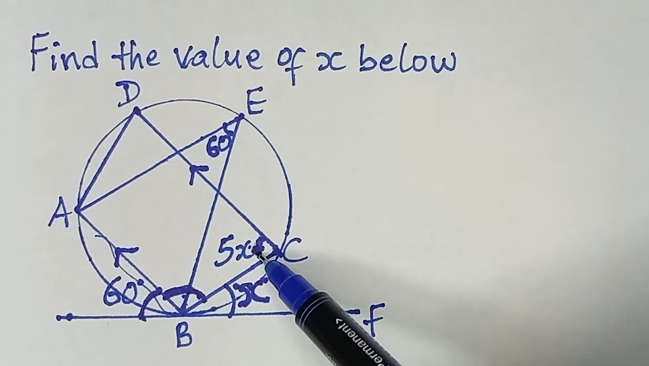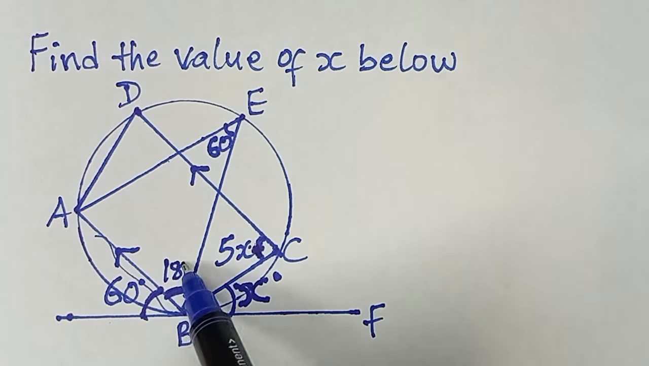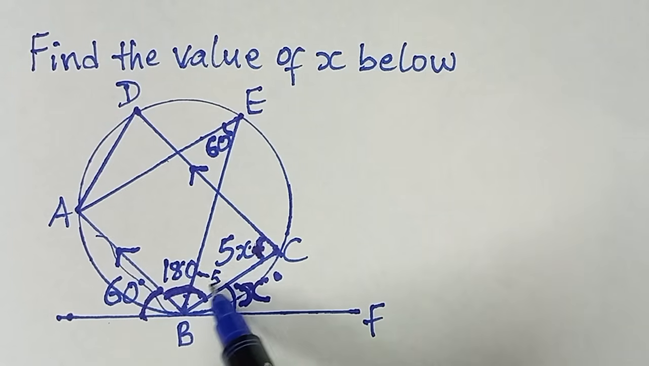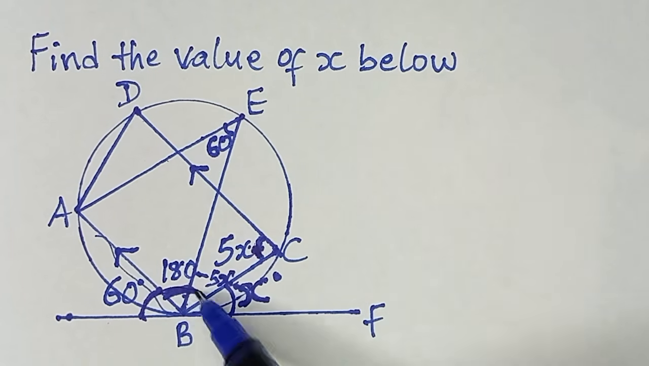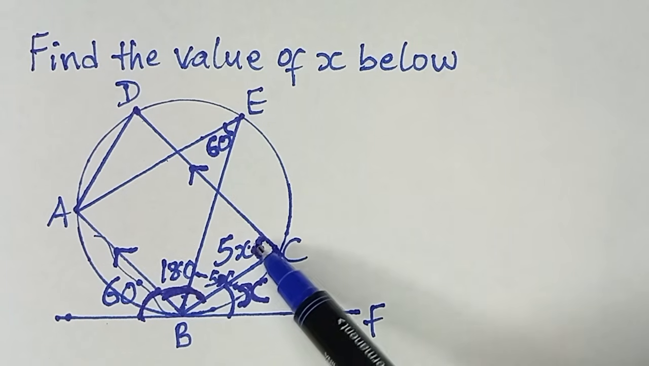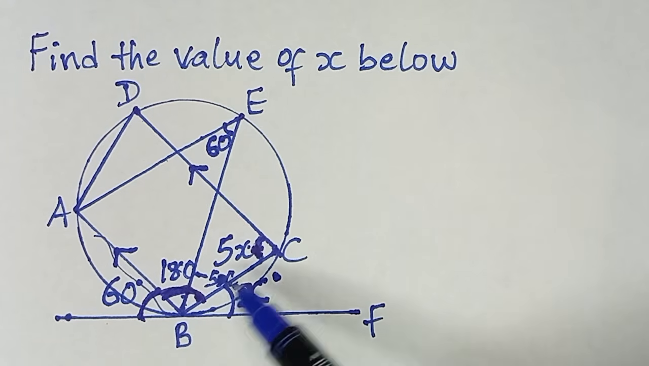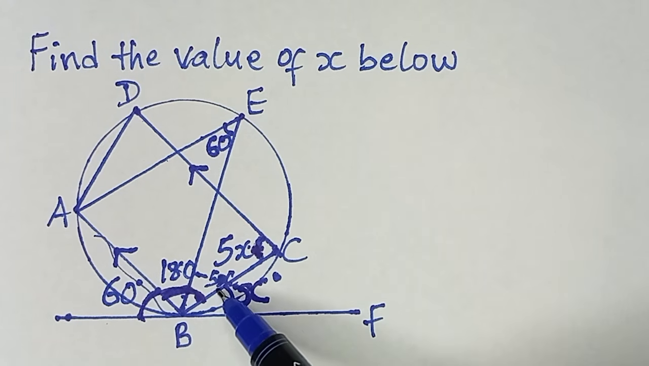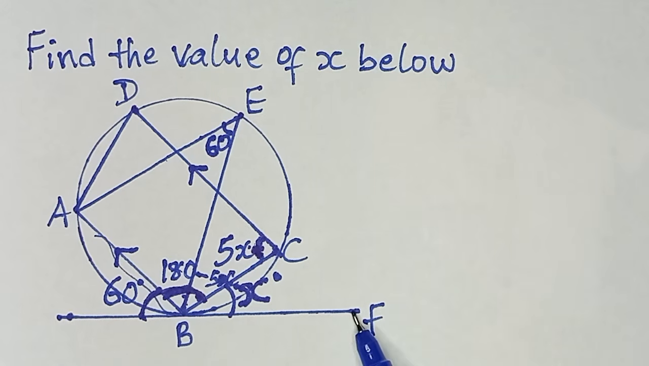So if this is 5x, that means this angle here will have to be 180 minus 5x, because this is 5x and the two of them will add up to 180. So in order to get this one, you simply say 180 minus 5x, which is what I've written here. So now, coming back to this straight line, don't forget that the sum of angles on a straight line add up to 180 degrees.